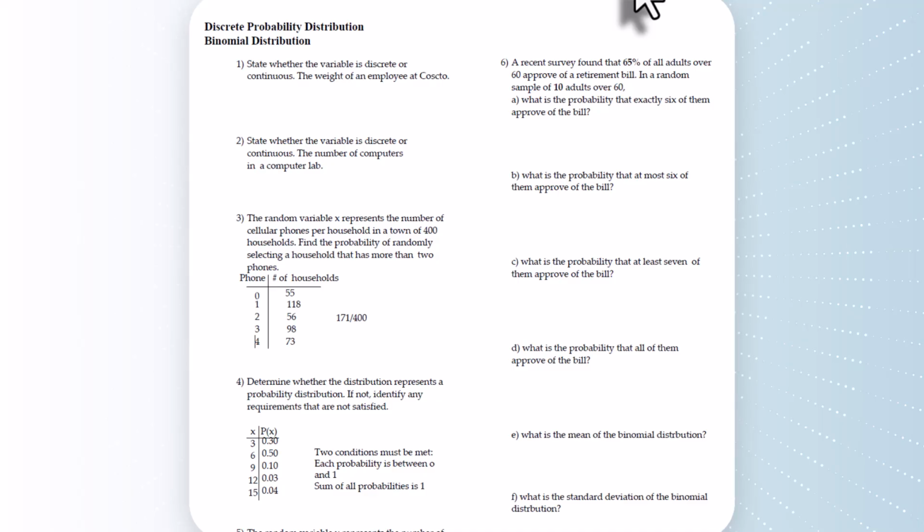A survey found that 65% of all adults over 60 approve of a retirement bill in a random sample of 10 adults over 60. So the 65% is called the probability of success, p, and the sample of 10 is called n, the sample size. What is the probability that exactly 6 of them approve of the bill? So if you select 10 people at random, what's the likelihood that exactly 6 of them will say that they approve of the bill? Here's how you do it in StatCrunch.